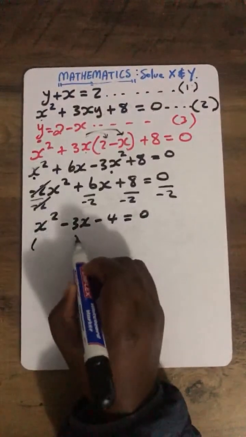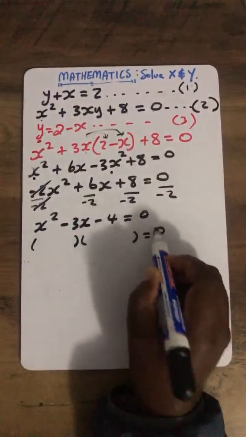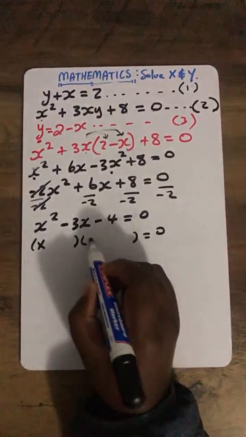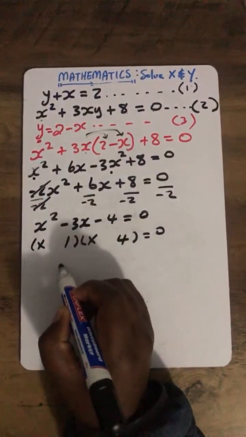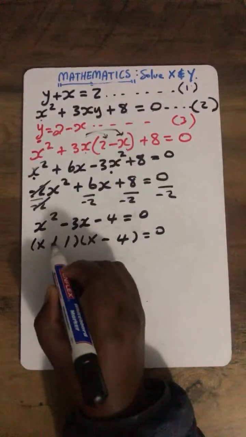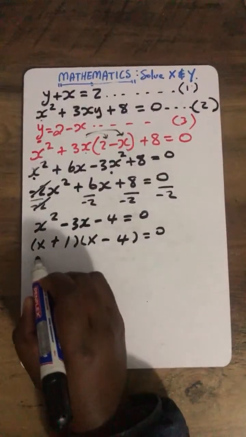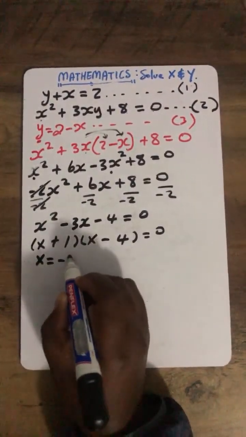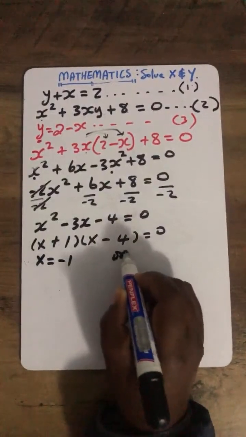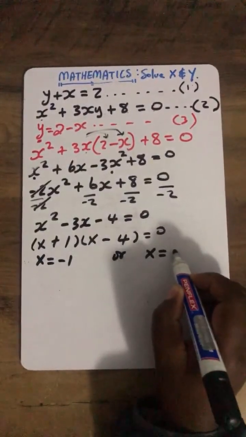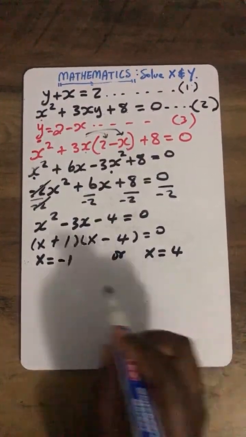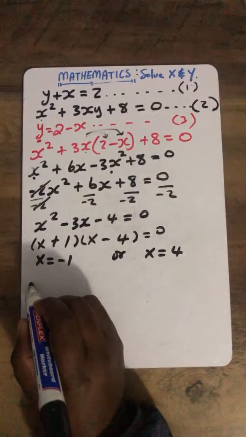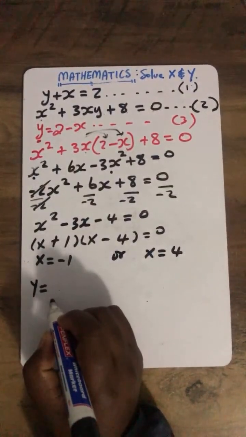So now you can easily and nicely factorize where you see you've got x, you've got 4, you've got 1. Trust me, the bigger number takes the sign of the middle term. So that means your x will end up being negative 1, or your x will end up being equal to 4. So now, obviously, it is the x and y that you must calculate.